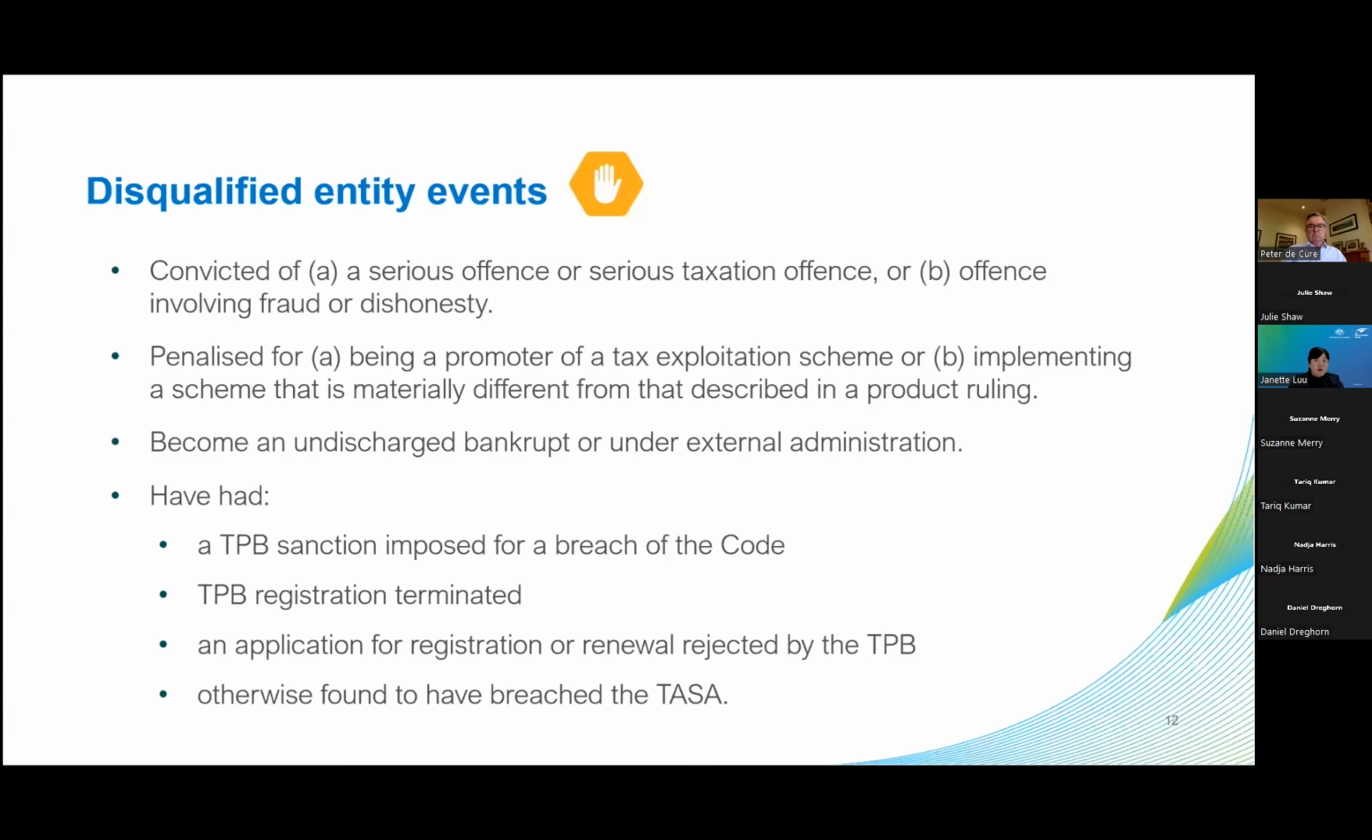So we might move on then to the next elements under Code Item 15, and that's around that you must know, or reasonably ought to know, that you were engaging a disqualified entity. So now that you actually know who you can and cannot employ, let's look at what these characteristics actually mean in practice and how you verify those.